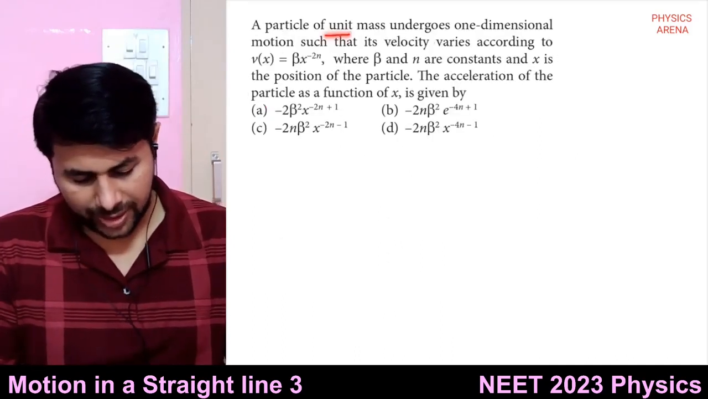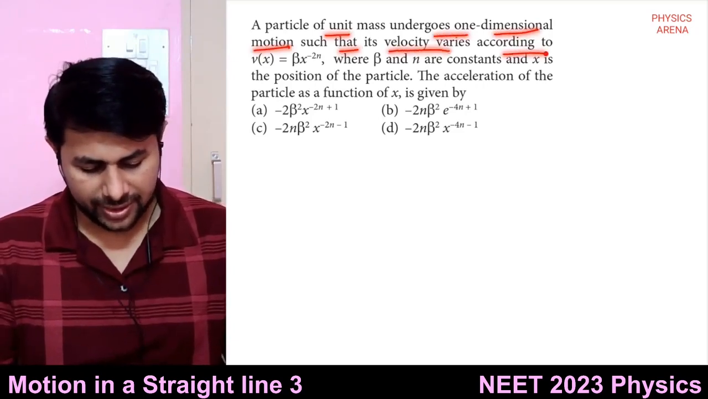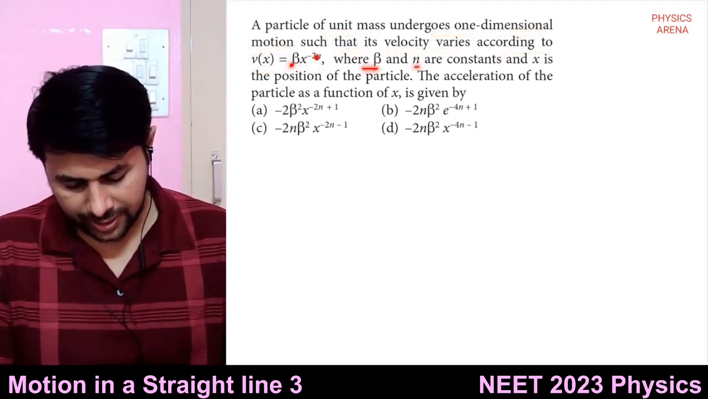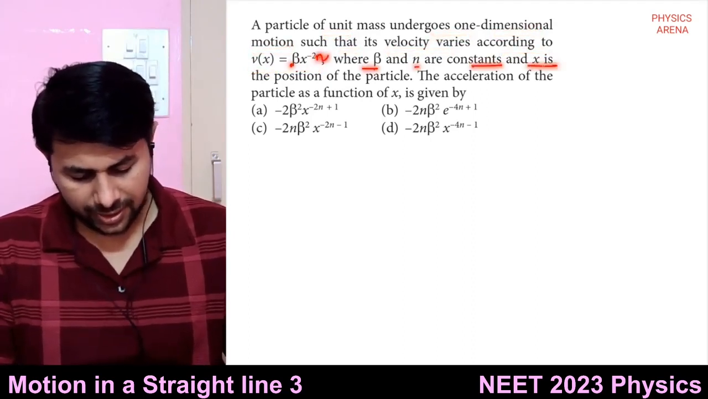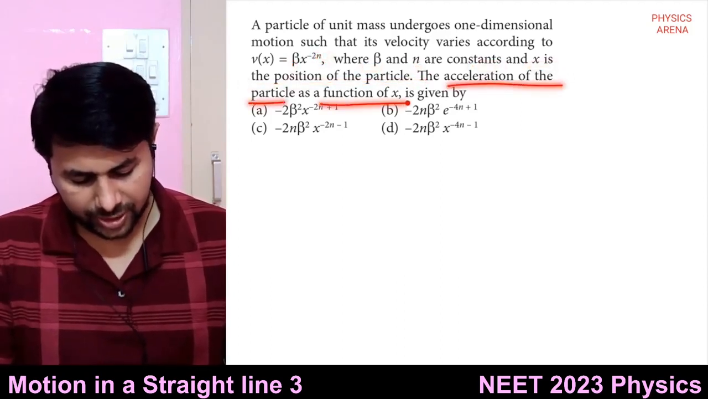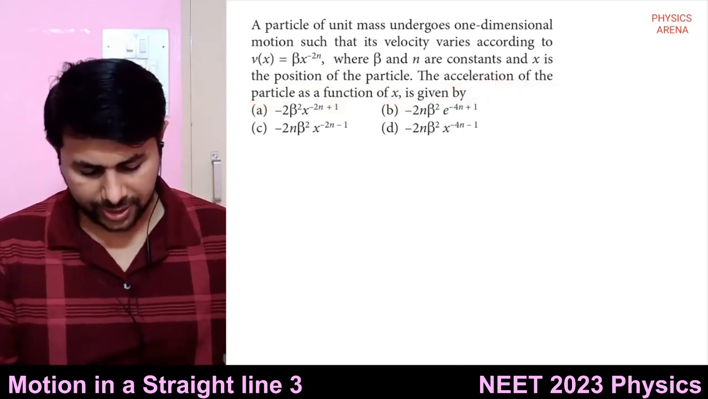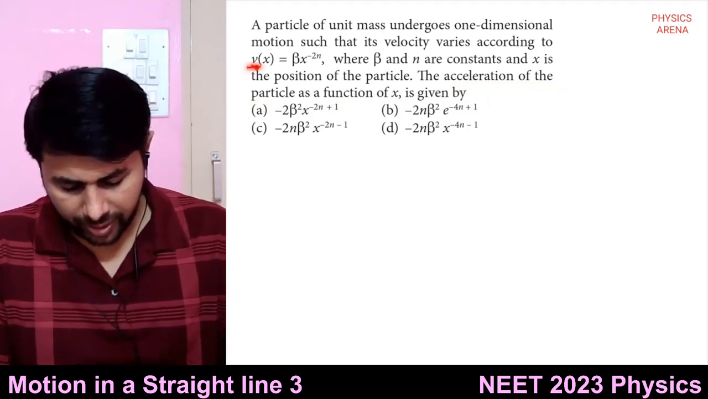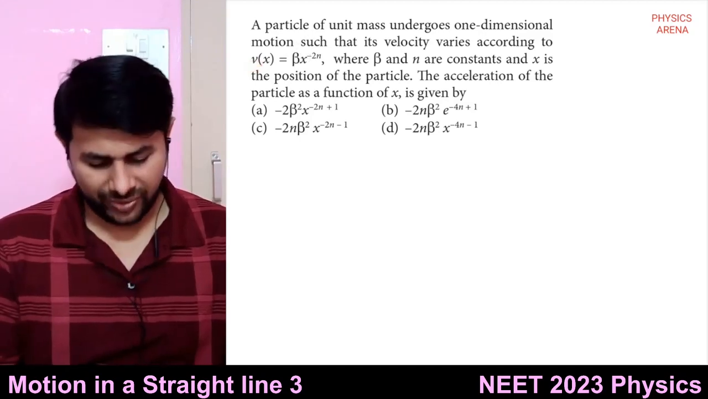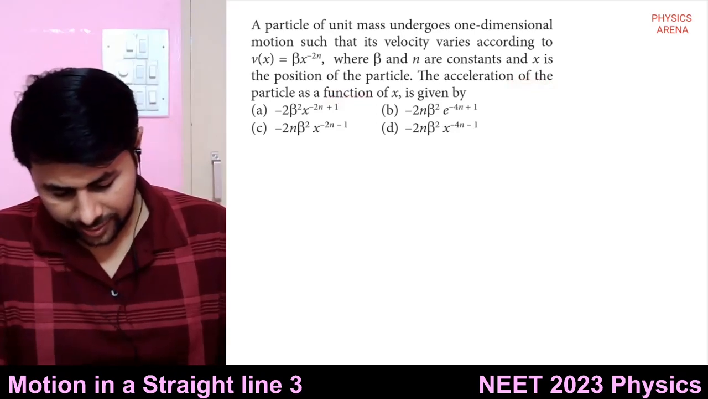A particle of unit mass undergoes one-dimensional motion such that its velocity varies according to this equation, where beta and n are constants and x is the position of the particle. The acceleration of the particle as a function of x is given by, what would be the acceleration as a function of x? This is the question. So we are given velocity in terms of position, not in terms of time, and we are asked the acceleration as a function of x. So let's try to solve this.